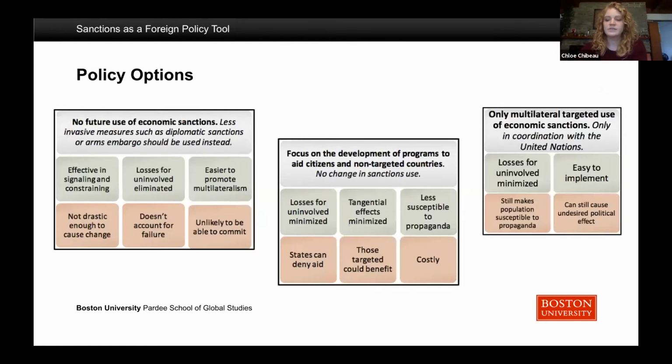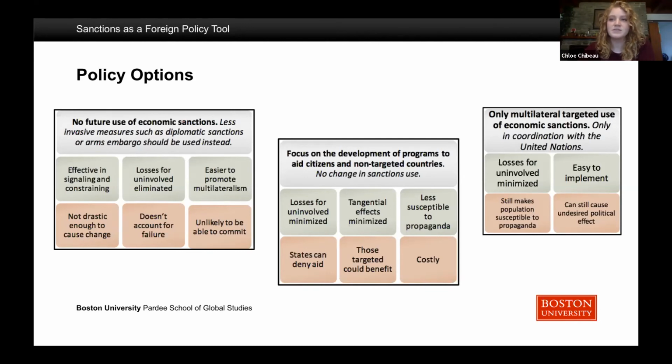Taking the results of my research into consideration, along with the analysis of several other cases of sanctions, I see the possibility for three policy options. The first is no future use of economic sanctions, only allowing use of less invasive measures such as diplomatic sanctions or arms embargoes. This fulfills the goal of signaling and constraining while minimizing the losses for citizens that were uninvolved in third countries. However, this option may not be drastic enough to achieve all the policy goals of sanctions. It also leaves an important gap in between the less invasive measures and the use of military intervention.